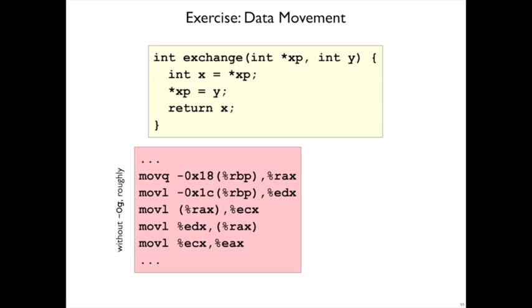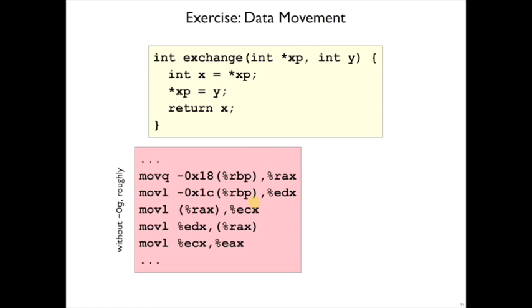Let's take a look at how these move instructions relate to some C code. So here I've got an exchange function, which takes a pointer to an integer as an argument and also an integer as an argument, and it returns an integer. What it does is it takes the value out of xp, the old value, and returns it. Meanwhile, it puts y's value into xp.